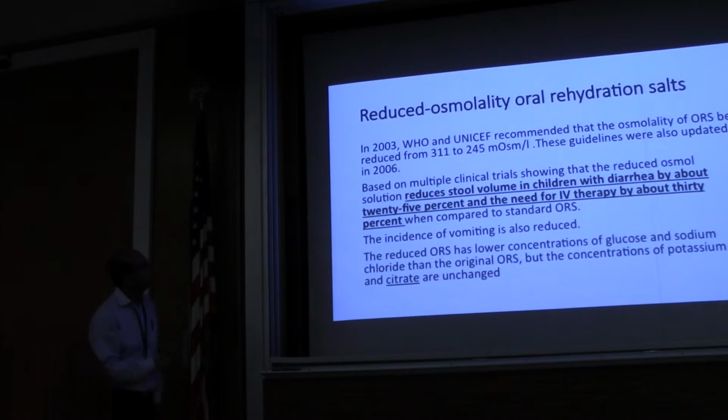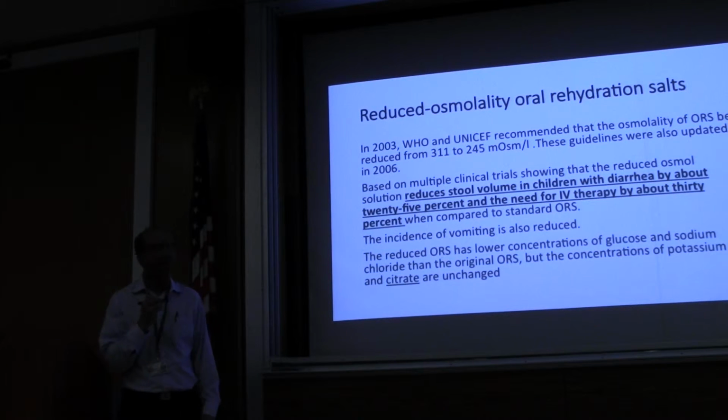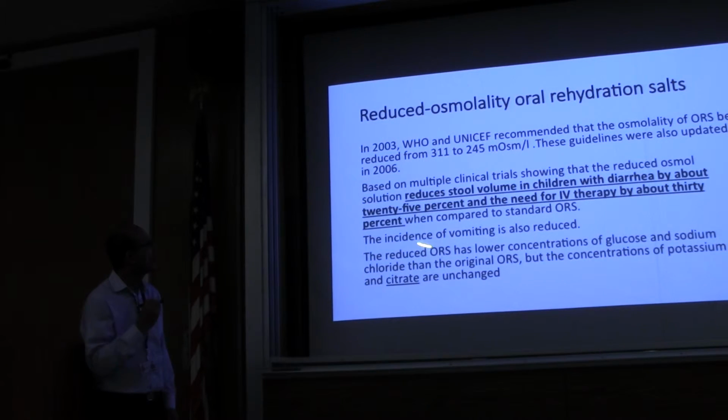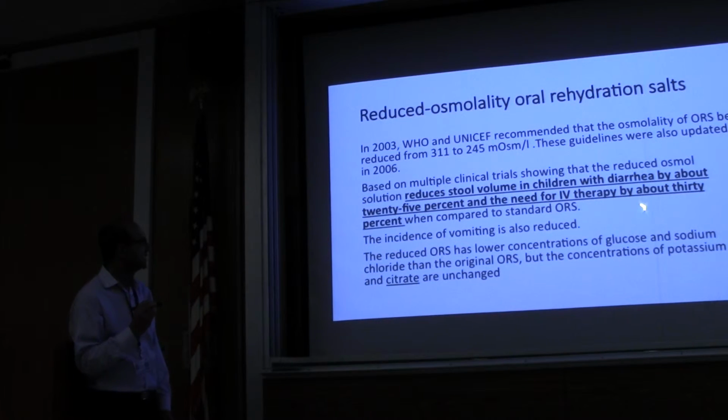So, in 2003, WHO and UNICEF recommended that the osmolality of ORS be reduced from 311, which was the usual ORS, to 245. And why? Because it reduces stool volume in children with diarrhea by about 25% and the need for IV therapy by about 30% when compared to standard ORS. The incidence of vomiting is also reduced.